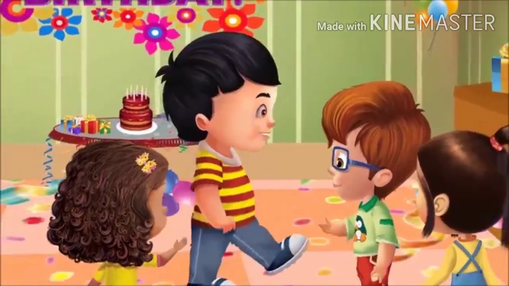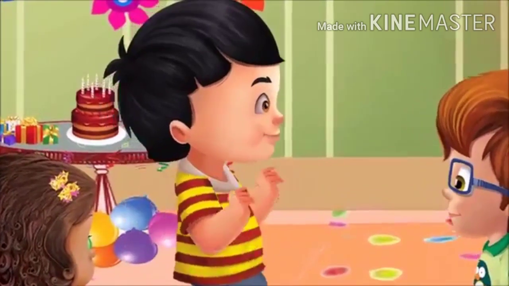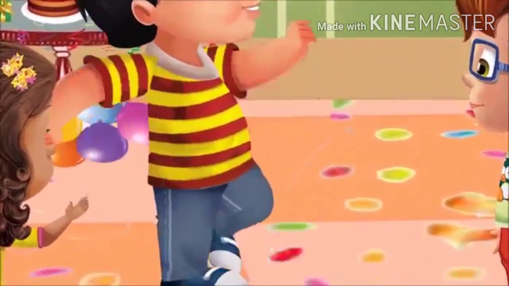Let's once again look at a few of Sid's dance steps. Look, he is bending his arm here. Here, he is bending his leg.